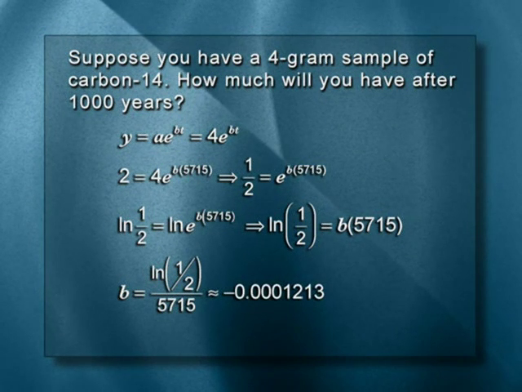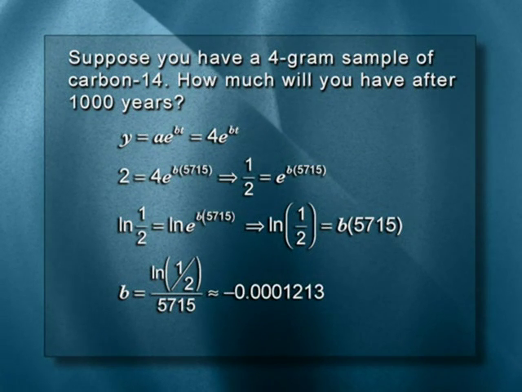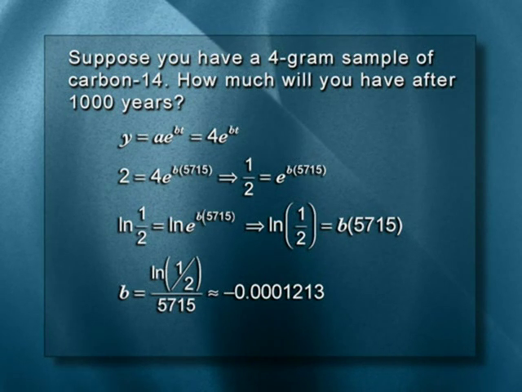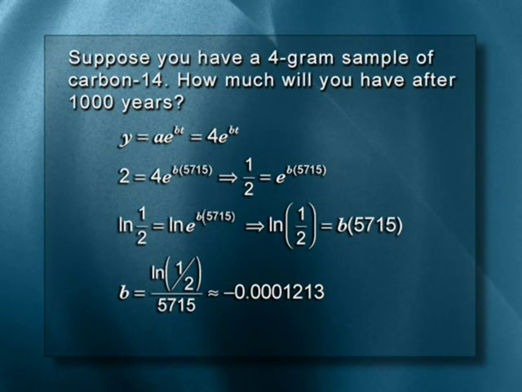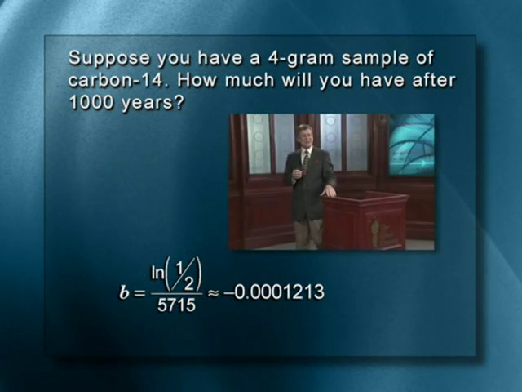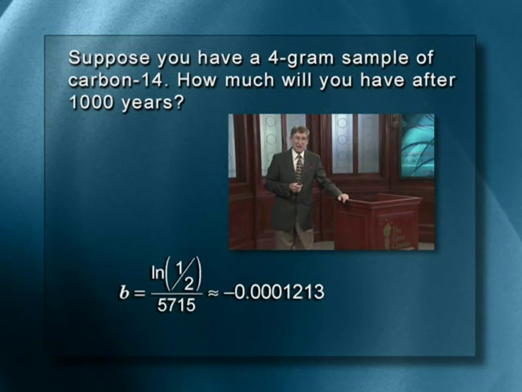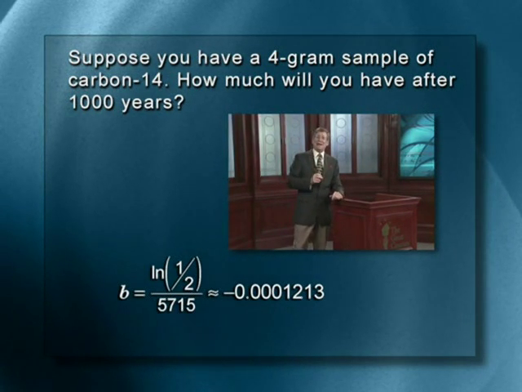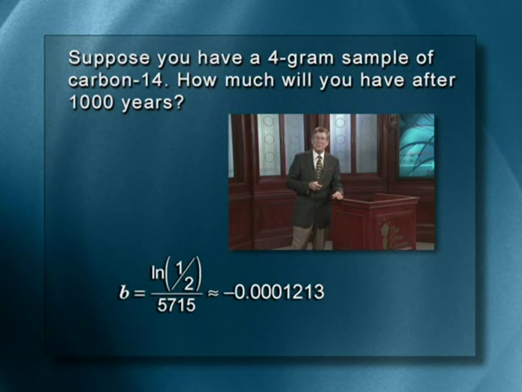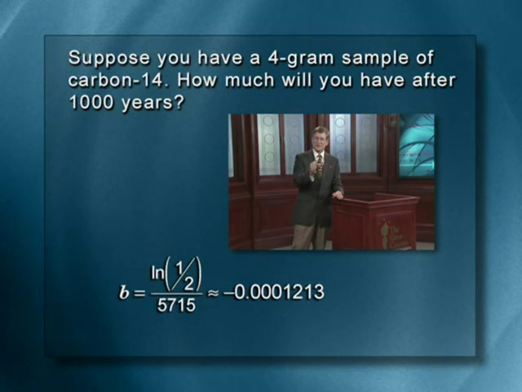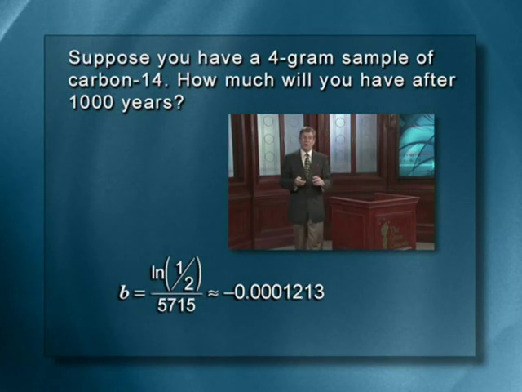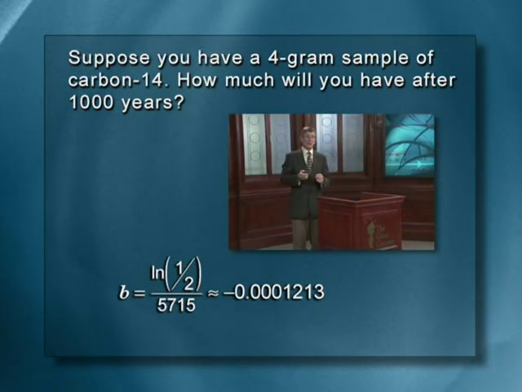It's approximately minus 0.0001213. That's an approximation of the quotient log of 1/2 divided by 5,715. Notice something here. It's a negative number, isn't it? Thank goodness, because we have decay going on. Log of 1/2 in the numerator there is a negative number, isn't it? Remember, log of 1 is 0. But if you're below 1, in between 0 and 1, logarithms there are negative. So thank goodness we got a negative answer.